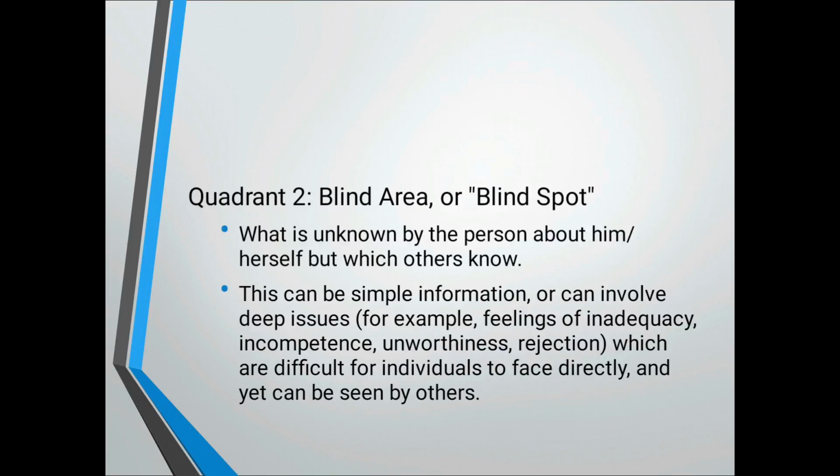Now let's go to the next quadrant, which is known as the blind area or blind spot. The blind spot is basically unknown to the person, but it is known to others. This is very simple information, like someone being inadequate at doing something. He may have a temper issue or an incompetence issue, which he is not able to understand or refuses to accept, which is known as the blind spot.